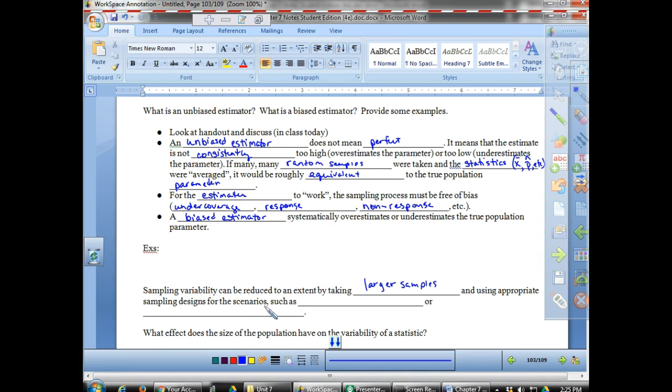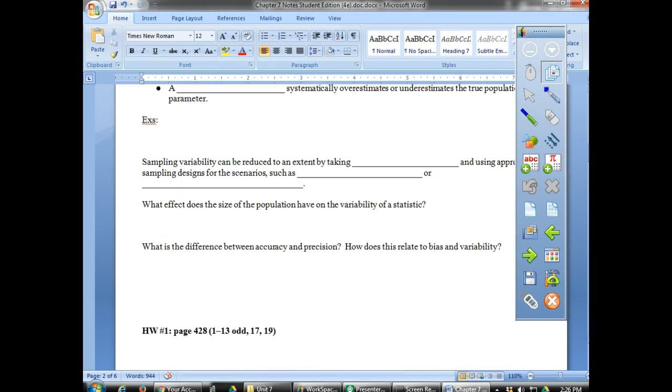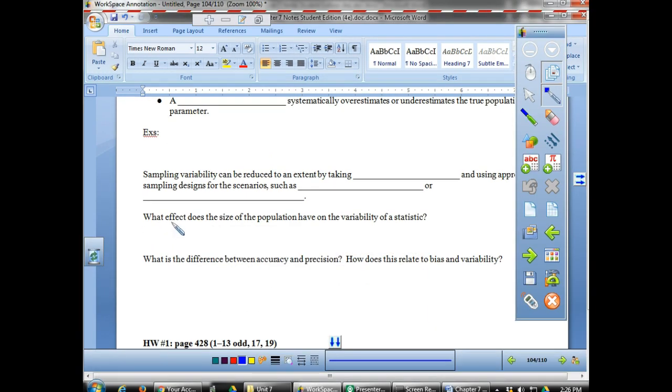For the scenario, it just depends. It could be a random sample. Usually that is a good way to do it. However, sometimes it might be better to do a stratified sample. Now, what effect does the size of the population have on the variability of a statistic? Actually, it doesn't have much effect on it at all, but we're going to review something we learned last unit, which is the 10% condition.